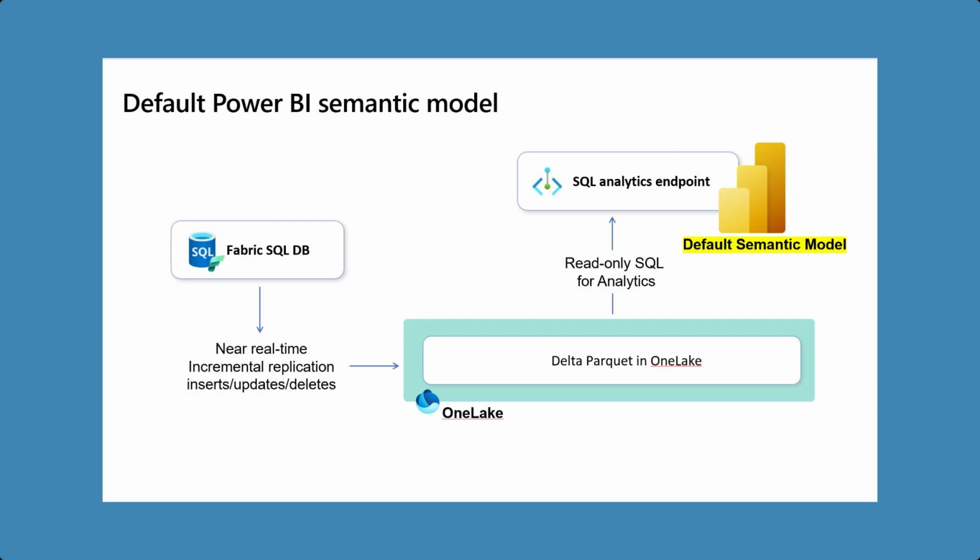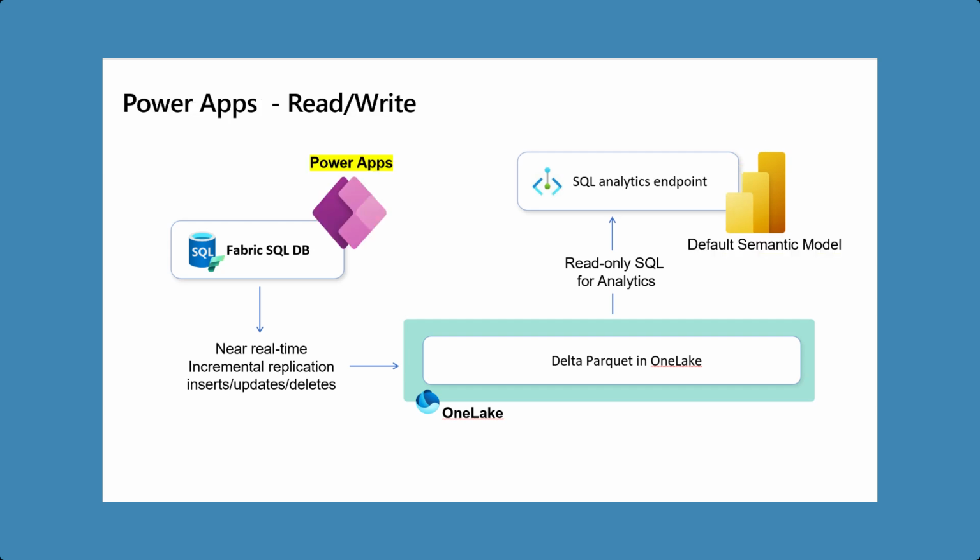And now you can point your reports to a couple of different places. So when it comes to Power Apps, the Power Apps application that's doing read and write must point to your Fabric SQL database because that's the only location where you can update the data. The SQL analytics endpoint, remember, that one is read-only.